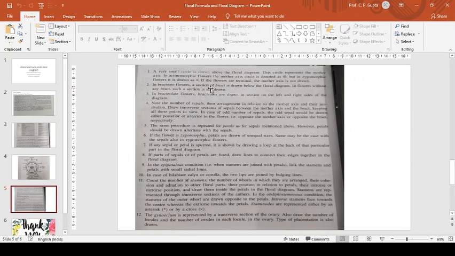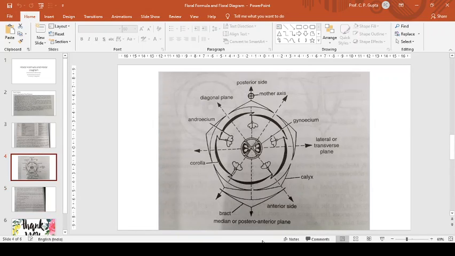In a bracteate flower, a section of the bract is drawn below the floral diagram. We can see this, this is the bract. In flowers without any bract, such a section is not drawn. In bracteolate flowers, bracteoles are also drawn in section on the left and right sides. This is the bract, and if there are bracteoles in the flower, they are drawn on the left and right sides of the diagram.